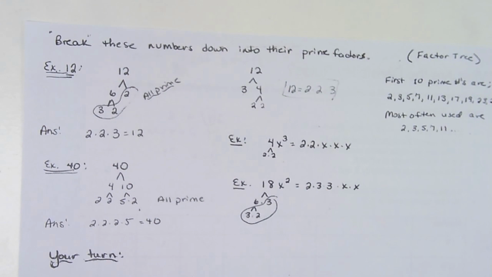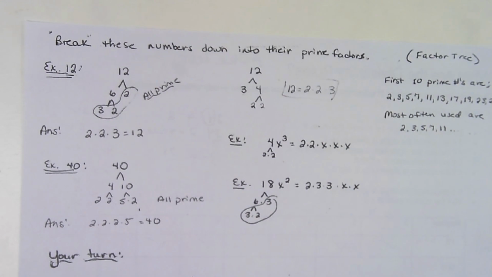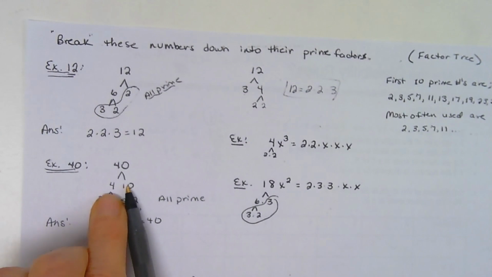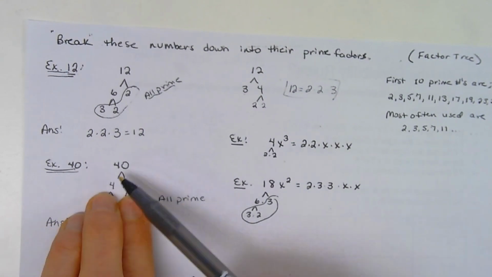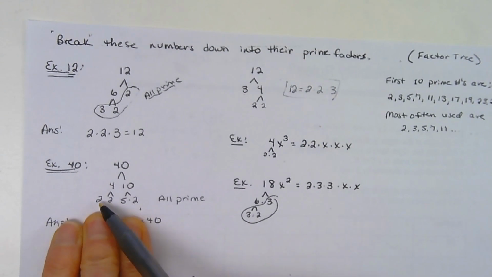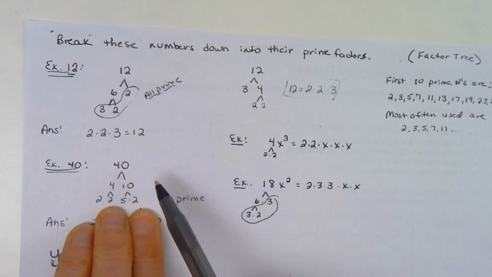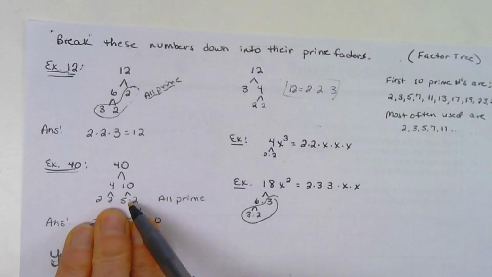I did another example here with the number 40. And 40 was broken down into 4 times 10. And then 4 can be broken down even more into 2 times 2, even smaller factors. And 10 can be broken down into smaller factors of 5 times 2.